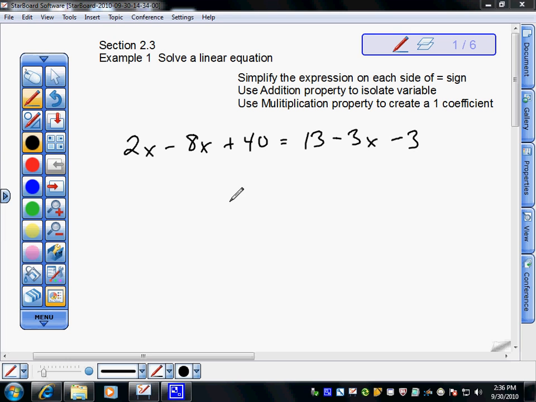What I want to focus on now is the ability to solve a linear equation. I'm going to start off with some moderately difficult ones, but we're going to approach everything in section 2.3 with the same attitude. It's as simple as 3 steps.